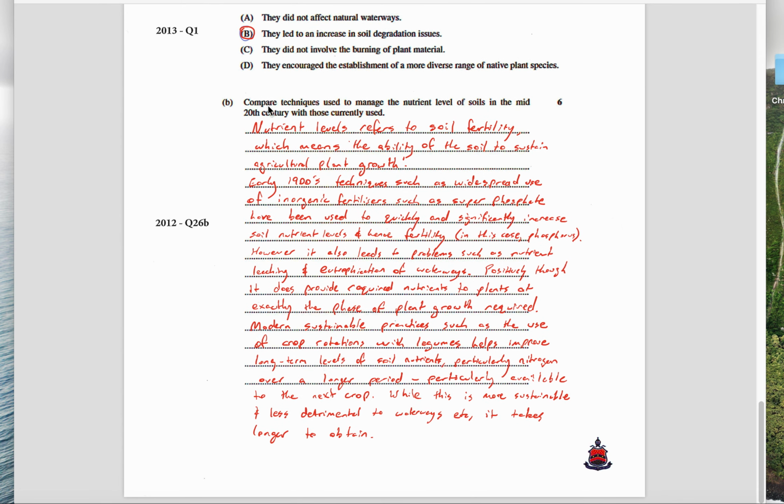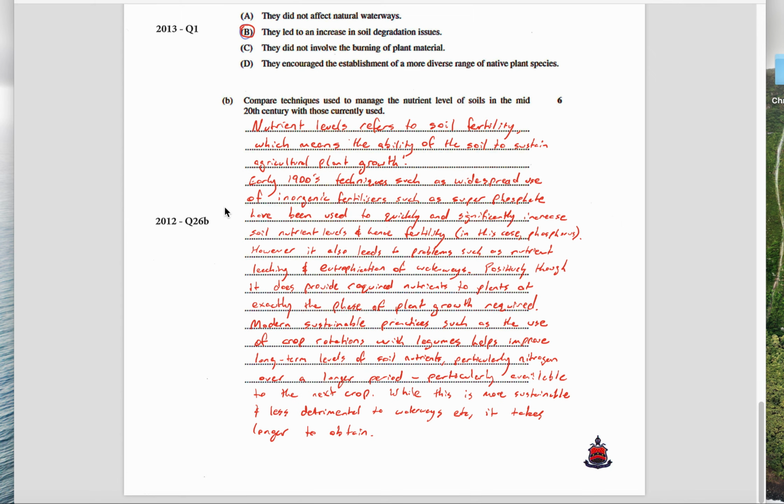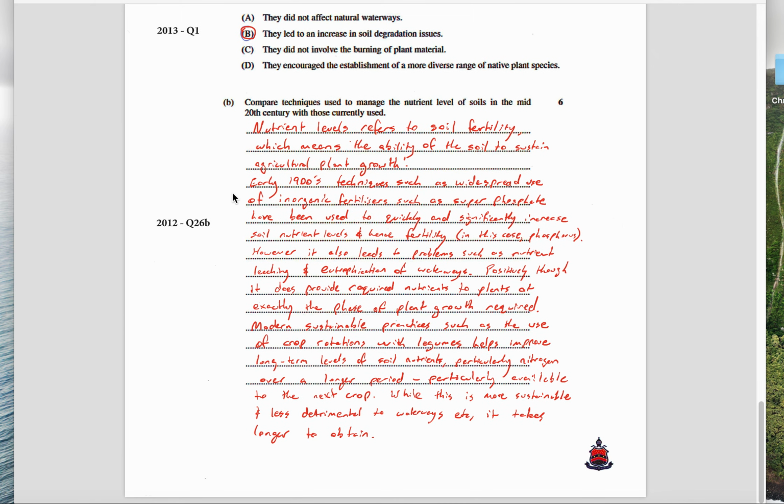And for 6 marks here, compare techniques used to manage the nutrient level of soils in the mid-20th century to those currently used. I've answered this elsewhere as well, but here's another one. Nutrient levels refer to soil fertility, which means the ability of the soil to sustain agricultural plant growth. Early 1900s techniques such as widespread use of inorganic fertilizers such as superphosphate have been used to quickly and significantly increase soil nutrient levels and hence fertility, in this case phosphorus.